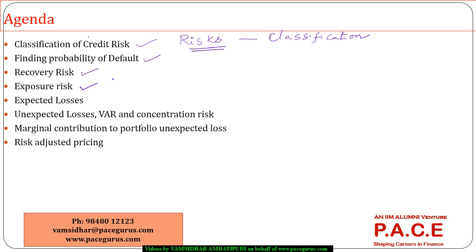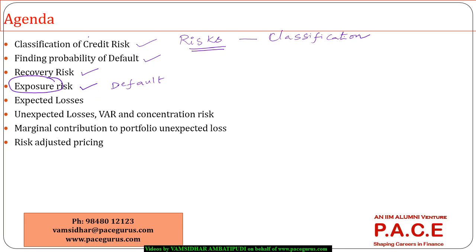Then exposure risk. Exposure is typically the amount that one party needs to pay to the other party. Is it possible that the exposure increases or decreases in the case of default? In which cases does the exposure increase? And how can exposure itself be an additional risk is something that we are going to look at here.